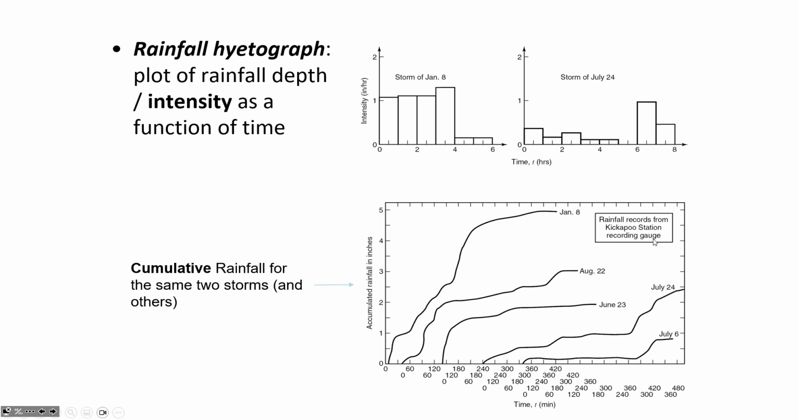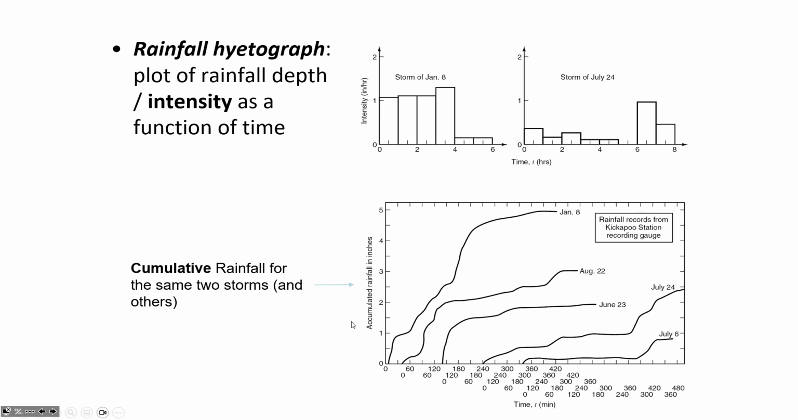There's another way that we can express stormfall data, and that is as a cumulative figure. So you can see this first curve here is for January 8th, so it's the same storm, but this is more continuous, where we seem to have information almost on a minute-by-minute basis of how much rain was falling and when. So the steeper this line is, the more intense the storm is.